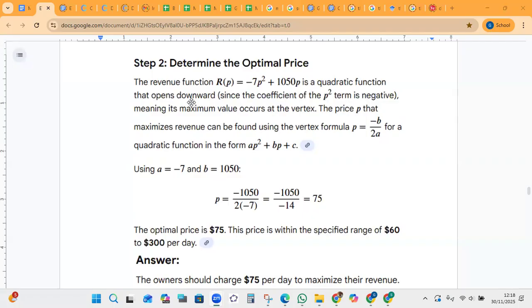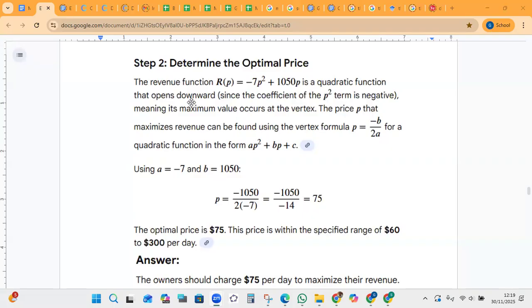The price P that maximizes revenue can be found using the vertex formula. P is equal to minus B over 2A for a quadratic function in the form AP squared plus BP plus C. Using A equal to minus 7 and B equal to 1050, we have minus 1050 over 2 times minus 7, which is equal to 1050 over 14, which is equal to 75. So the optimal price is $75. This price is within the specified range of $60 to $300 per day. So the answer is the owner should charge $75 per day to maximize their revenue.